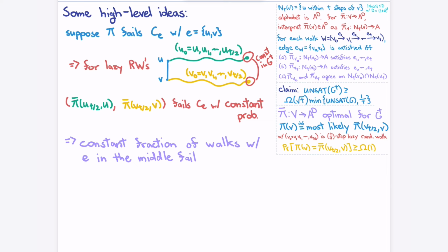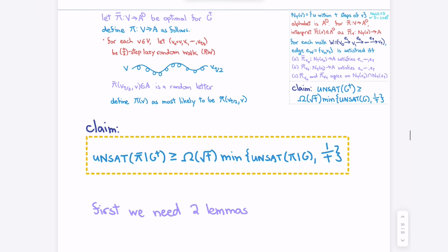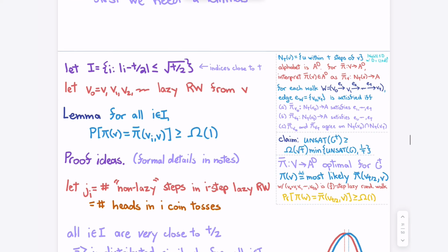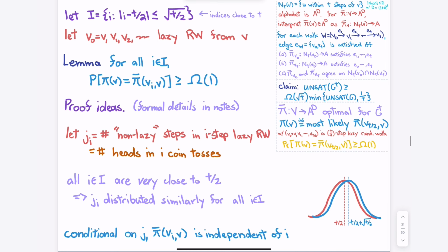Okay, so to get the full result you want, there are two lemmas you need. Again, we're still playing catch up. So one is that here I talked about an edge being t over 2 steps exactly away, right? But now suppose I move 1 step to the left. And I go t over 2 minus 1 steps this way, and t over 2 plus 1 steps that way. But they're lazy steps.